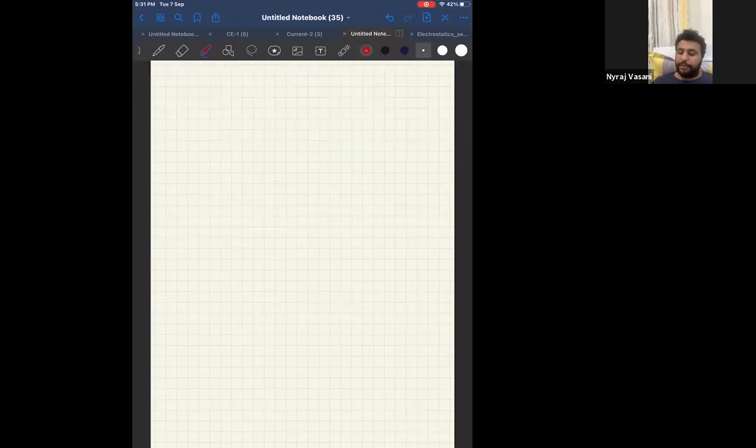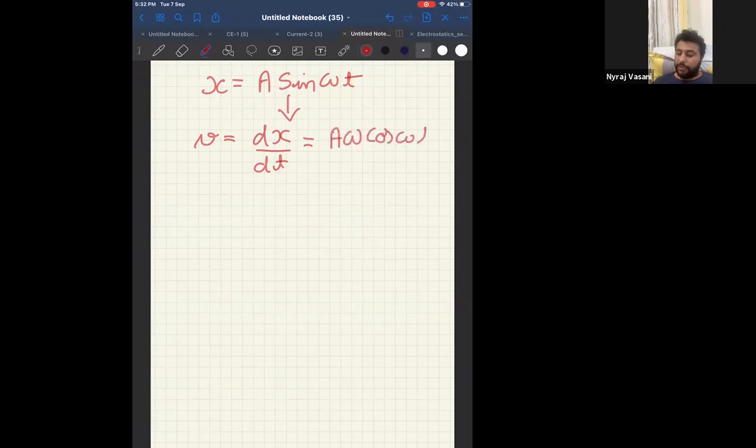Let me repeat. What was my displacement? X is equal to A sine omega t. This was my displacement. What is my velocity? Velocity is nothing but the differentiation of displacement, dx by dt. And the differentiation of A sine omega t is A omega cos omega t.